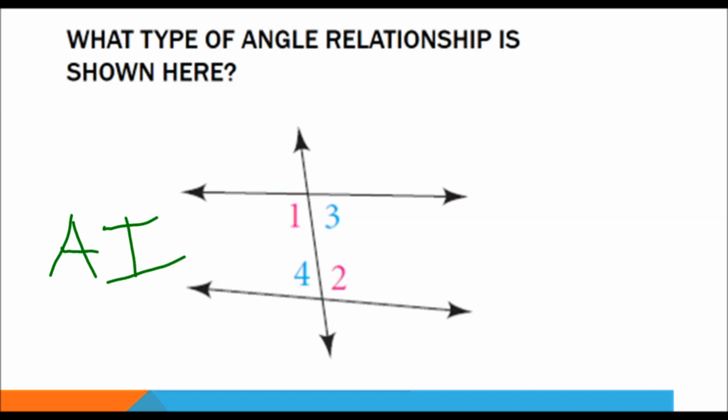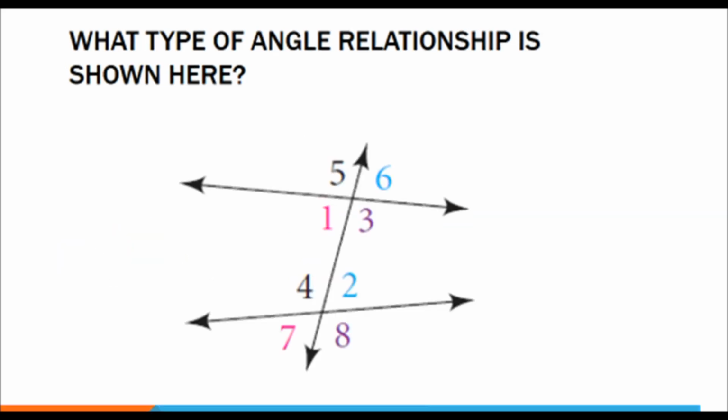All right, let's go to the next one. Okay, same thing here. Look for the color coding. Sometimes students don't notice the different colors, like 4 and 5 are the same color, 1 and 7. Pause the video if you need more time. These are corresponding angles.